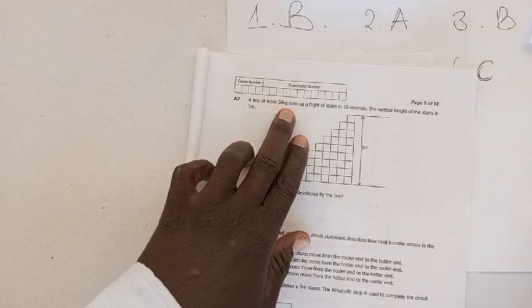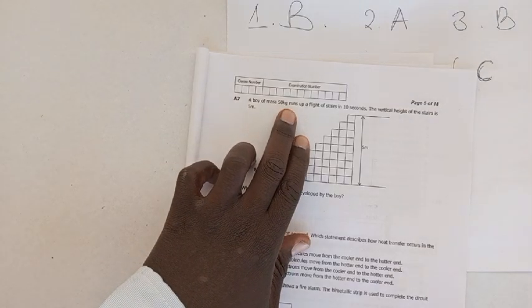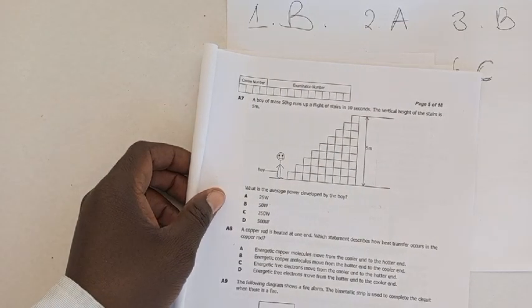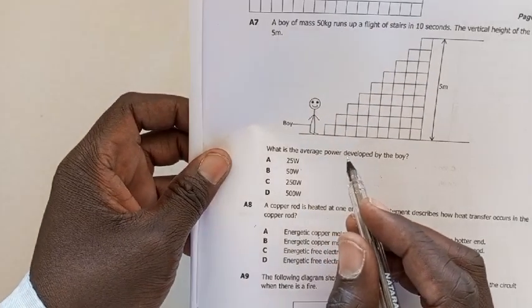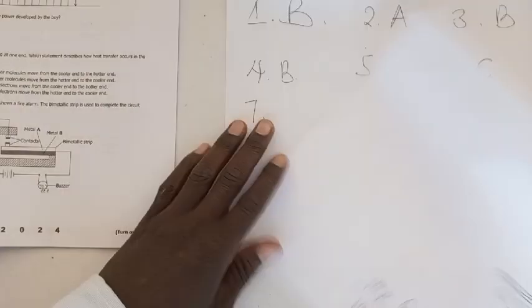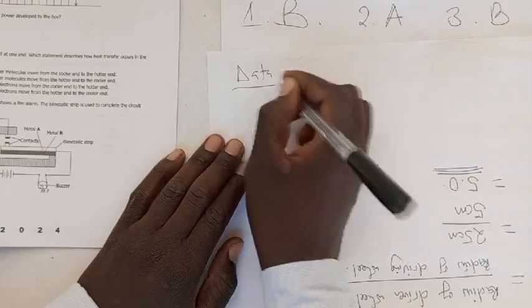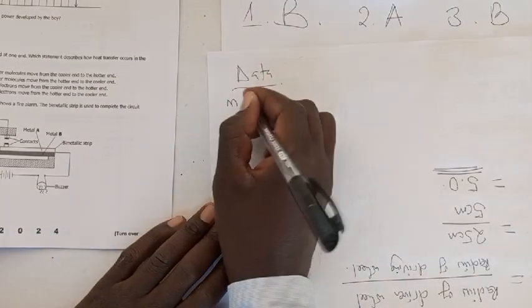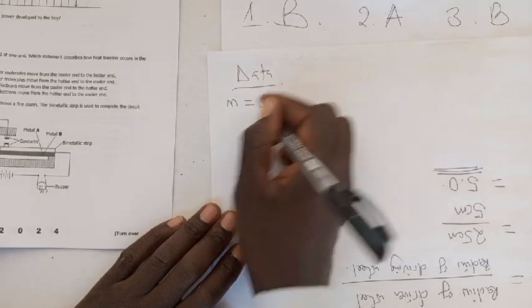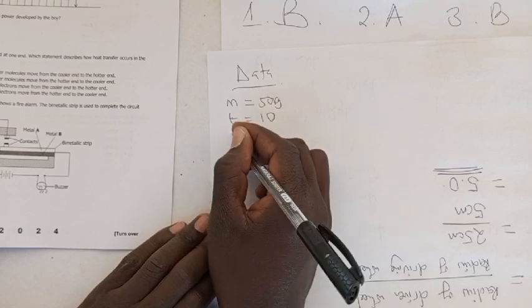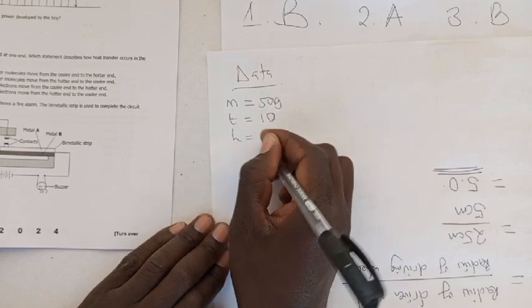What is question 7 saying? A boy of mass 50 kg runs up a flight of stairs in 10 seconds. The vertical height of the stairs is 5 meters. What is the average power developed by the boy? So we are looking for power in this question. So we need to first find the data. What data do we have? We have the mass of 50 kg. What else do we have? The time of 10 seconds. What else do we have? The height of 5 meters.